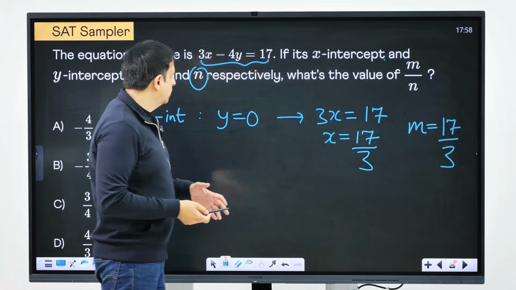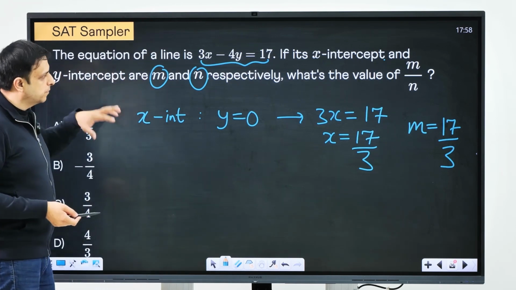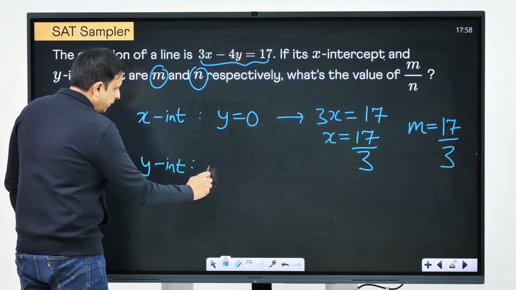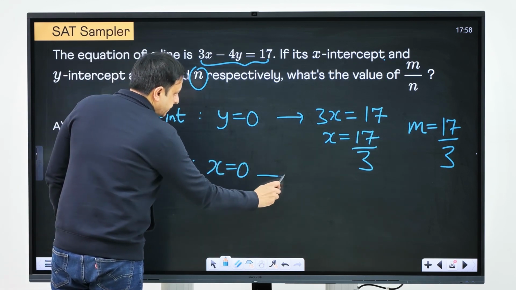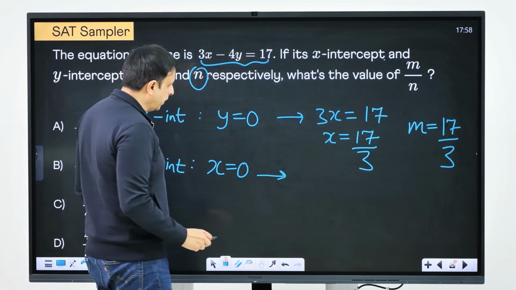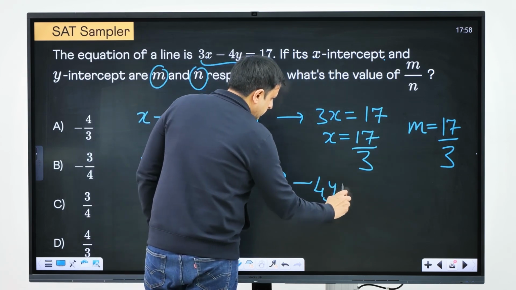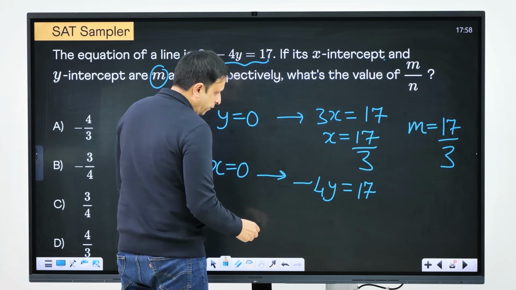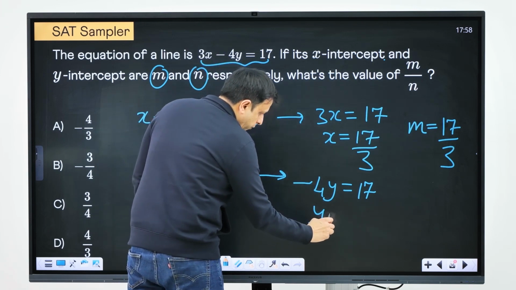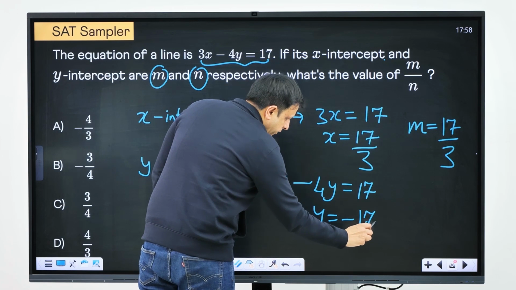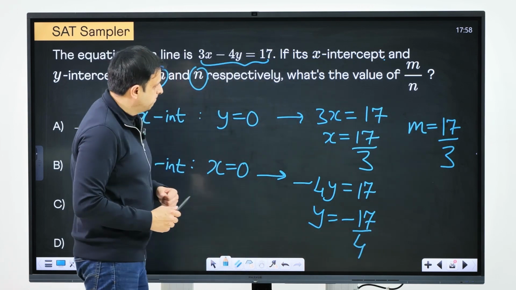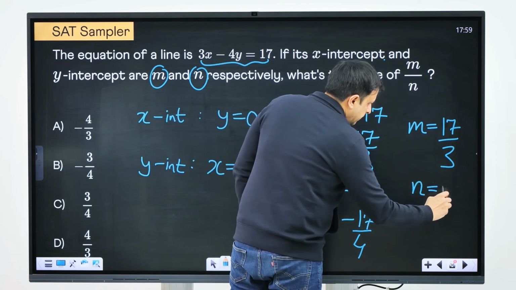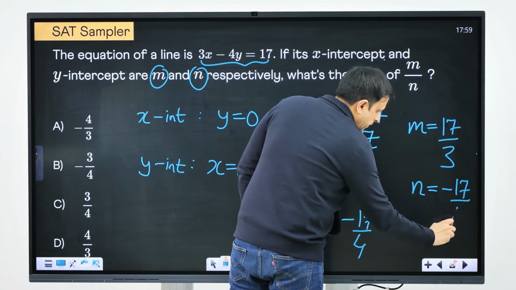And now let's calculate the y-intercept. To calculate the y-intercept, we will substitute x equal to 0. That will give us the y-intercept. For that, we'll substitute x equal to 0 into the equation, and that will give me negative 4y is equal to 17. So if I divide both sides by negative 4, I can isolate y. y will be equal to negative 17 over 4. So that's the y-intercept, which is n. So the value of n is negative 17 over 4.